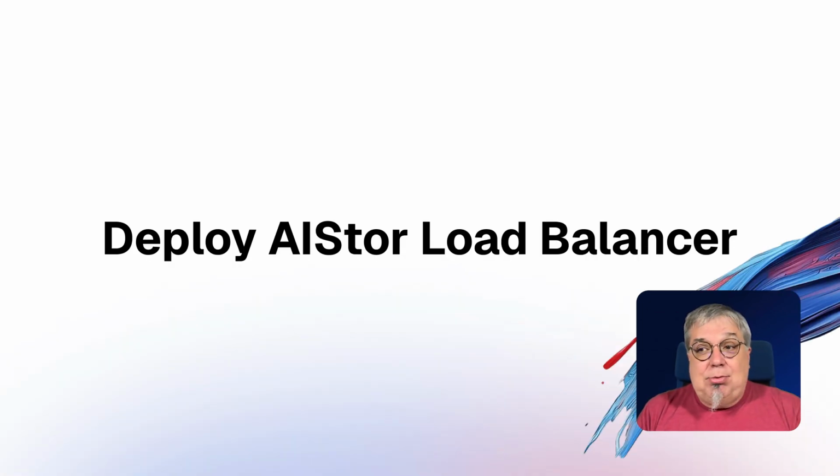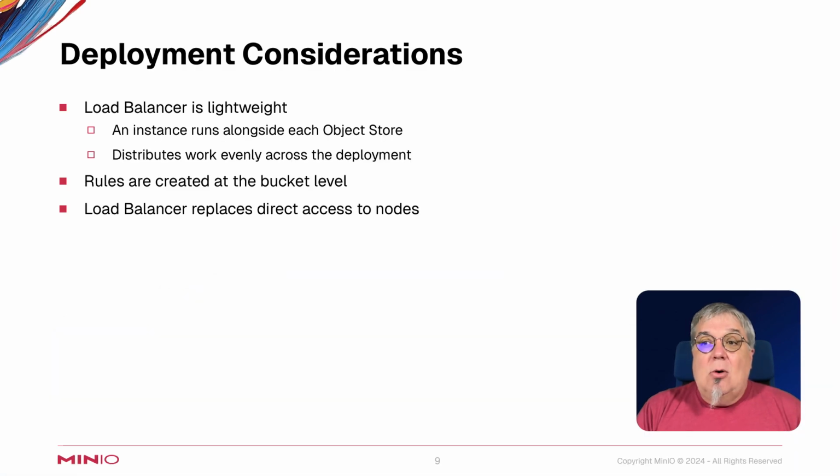So how do we go ahead and deploy this AIStor load balancer? Well, the thing is, again, it's very lightweight. Every time I deploy an object store, I'm going to have an instance for each object store. So each object store instance is going to have its own load balancer instance. What this means is that the work is going to be distributed evenly across the deployment. Each of your rules are created at the bucket level, so keep that in mind. This is very, very focused on bucket level access rules. It is going to replace direct access to the nodes through the AIStor itself.